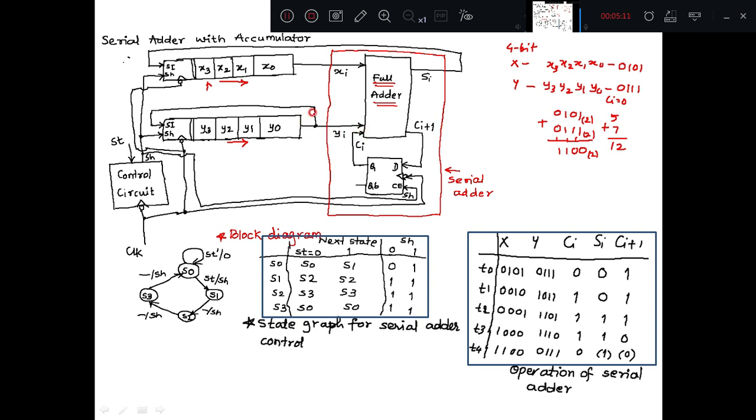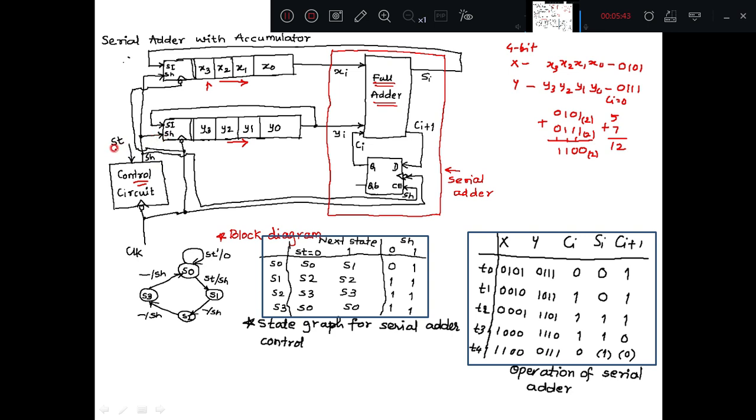So this particular serial adder with accumulator requires a 1-bit full adder, and a 4-bit register for storing x as well as storing y, and the final result we are storing in the x register itself. You can observe here there is a serial in pin and the shift generated from the control circuit. Now this control circuit is responsible for generating the various control signals.